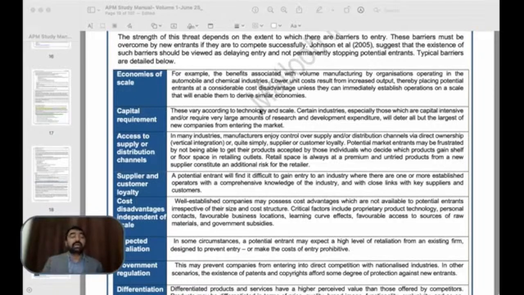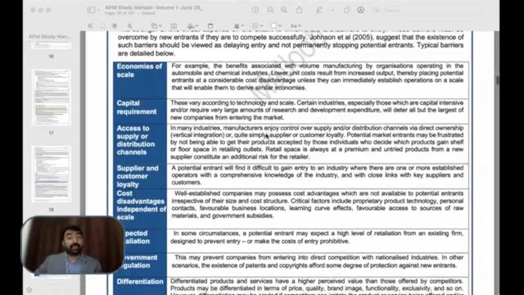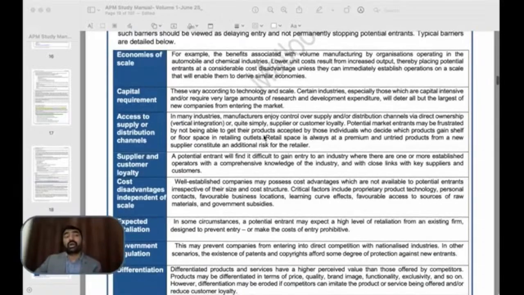So that's the point. Number two, capital requirements. A lot of industries require huge investments at the start. So it may not be possible for new entrants to have that scale of capital and investments. So this would become a barrier for many industries.